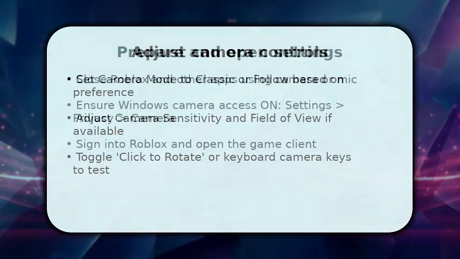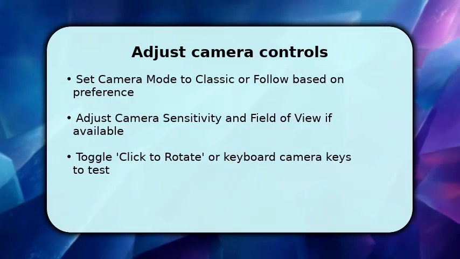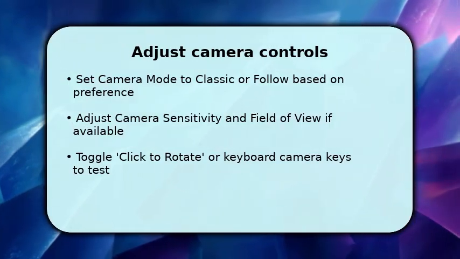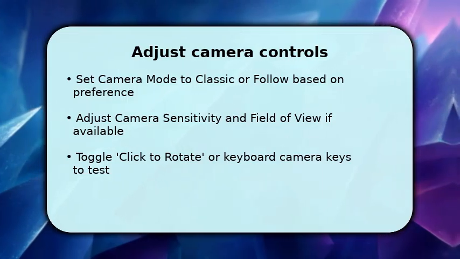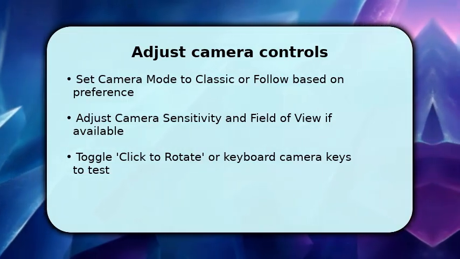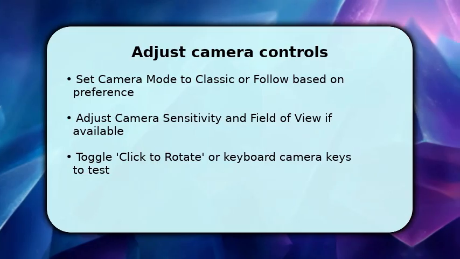Once the game settings are visible, change camera mode to classic or follow and test which behaves correctly. This often fixes control inversion. Make small adjustments to camera sensitivity and field of view to restore normal motion.